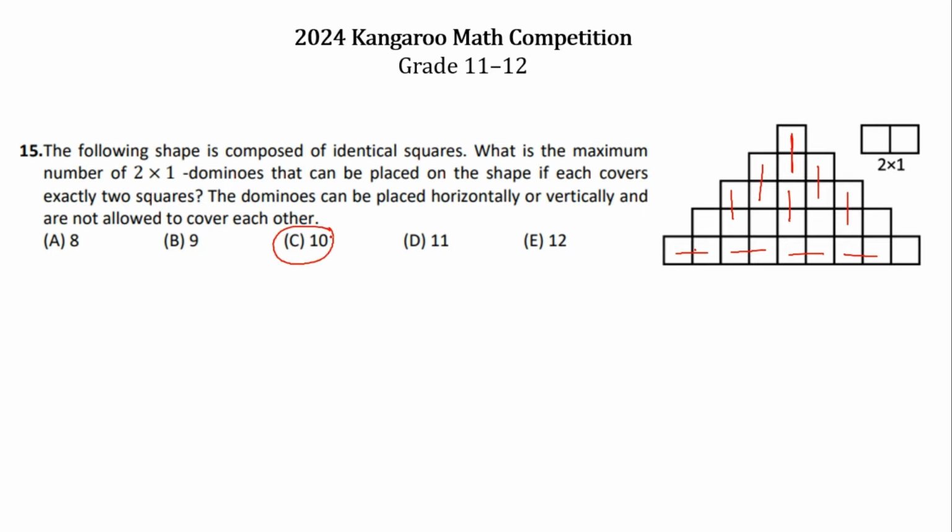You can easily check that it's not possible for the answer to be 11 and 12, no matter how you place the dominoes, and no matter how many horizontal or vertical placements you have.